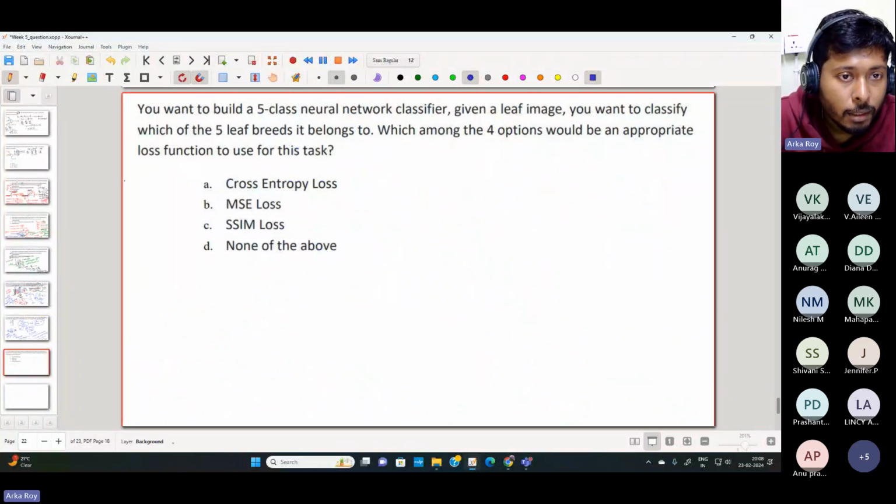And we have already discussed this particular question in the previous slide. So let me just read it out. You want to build a 5-class neural network classifier. That means whether it's binary classification or multi-class classification. Multi-class classification. So given a leaf image, you want to classify which of the 5 leaf breeds it belongs to. Which among the 4 options will be appropriate to use as a loss function? So for multi-class classification, what is the loss function that we use?